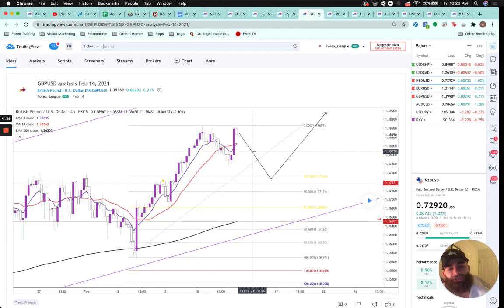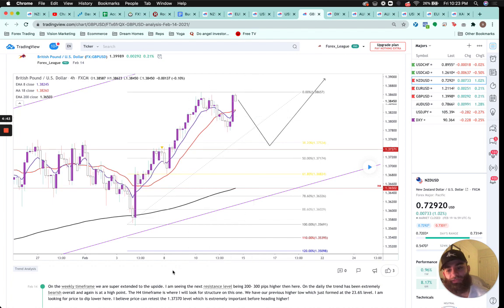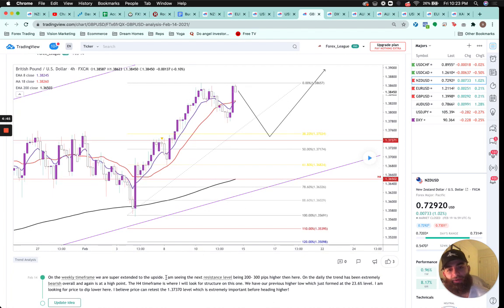Let's go over to GU. All right, so GU actually didn't play out exactly how I envisioned it in the beginning. On the weekly, we were super extended to the upside. I'm seeing the next resistance level being 200, 300 pips higher. On the daily, the trend has been extremely bearish overall, and again is at a high point. The 4-hour time frame is where I will look for structure on this one.